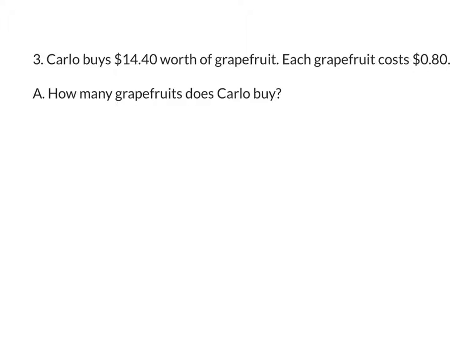When we read the problem, we can see that the question is asking us to find how many grapefruits he bought. The important information is he spent $14.40 on grapefruits, and one grapefruit costs 80 cents. After we do the R part, what's the next letter that we always need to think about? D, which stands for draw. Let's draw a picture.